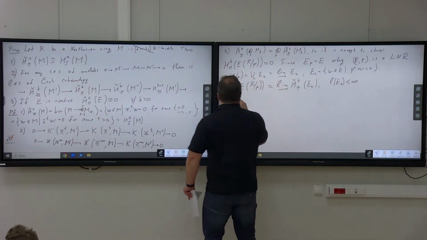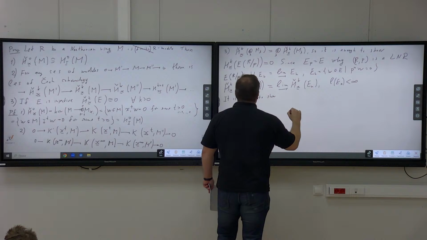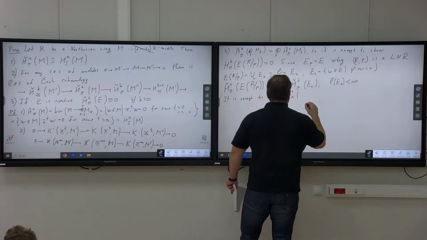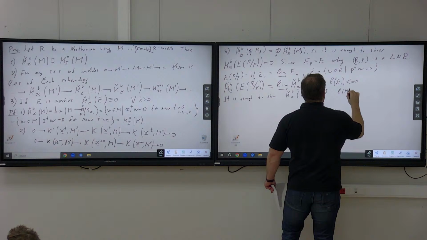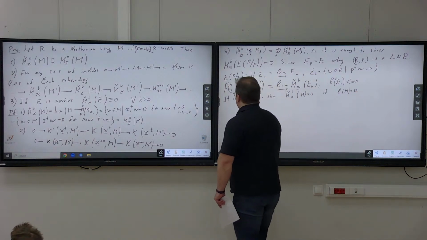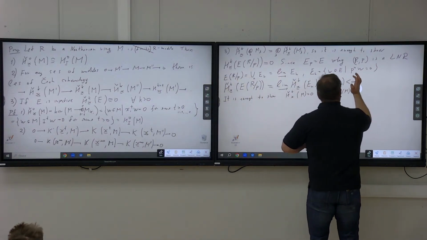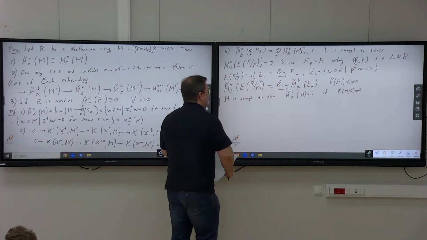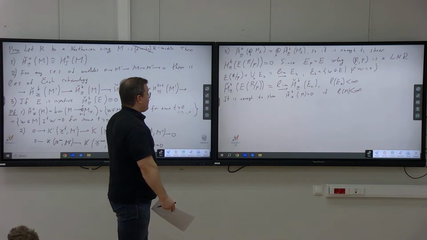So it is enough to show now that this local cohomology is equal to 0 if the length of M is finite. So if we know this for finite length modules, we know this for all injective hulls, and then we know this for this particular injective hull of the R module maximal ideal. That's enough.